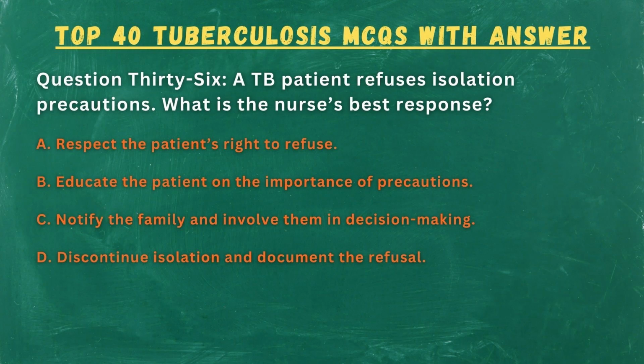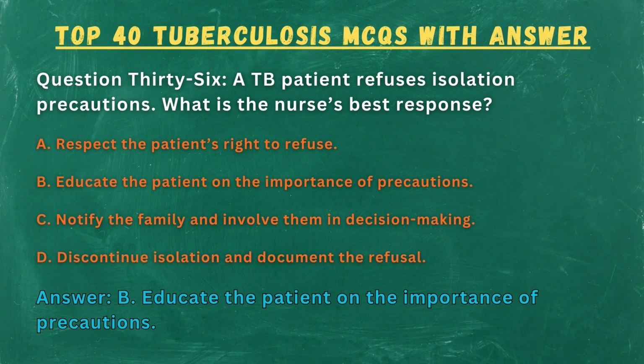Question 36. A TB patient refuses isolation precautions. What is the nurse's best response? A. Respect the patient's right to refuse. B. Educate the patient on the importance of precautions. C. Notify the family and involve them in decision-making. D. Discontinue isolation and document the refusal. Answer: B. Educate the patient on the importance of precautions.